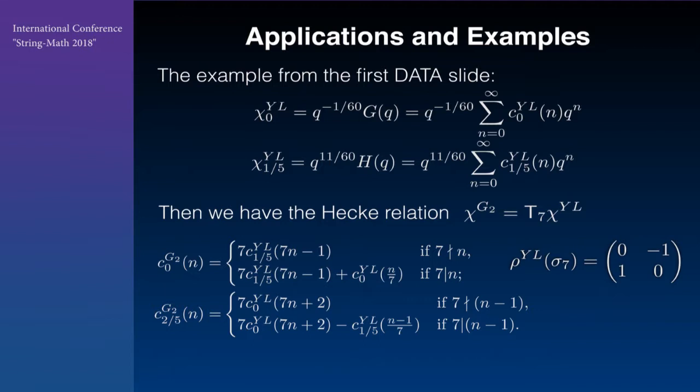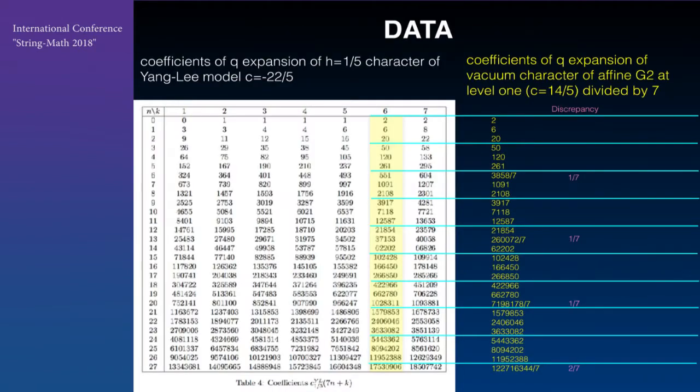But if I translate that back into these coefficients, it boils down to these identities. So remember, C 1/5 of the Yang-Lee model is what I was plotting and comparing to C naught G2 of n divided by 7. So that gives you this, but then there was this discrepancy, and this is the discrepancy. And because there's this mixing between characters given by this representation of this matrix sigma 7, that discrepancy is determined by the other character of the Yang-Lee model. So if you look at that formula and then compare it to this slide, you'll see that it explains it exactly.